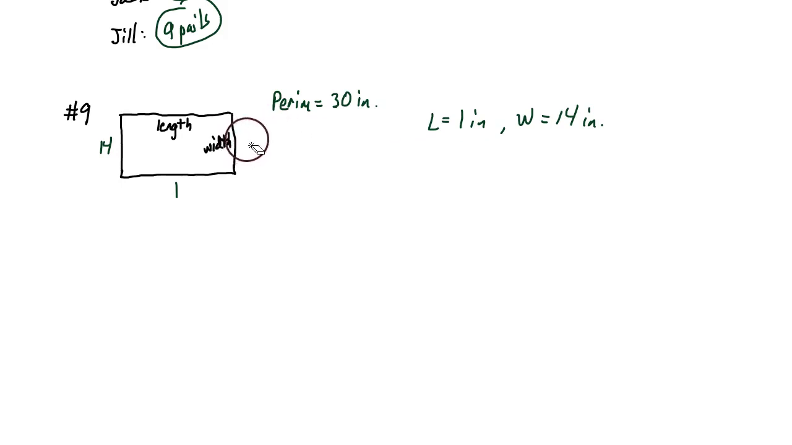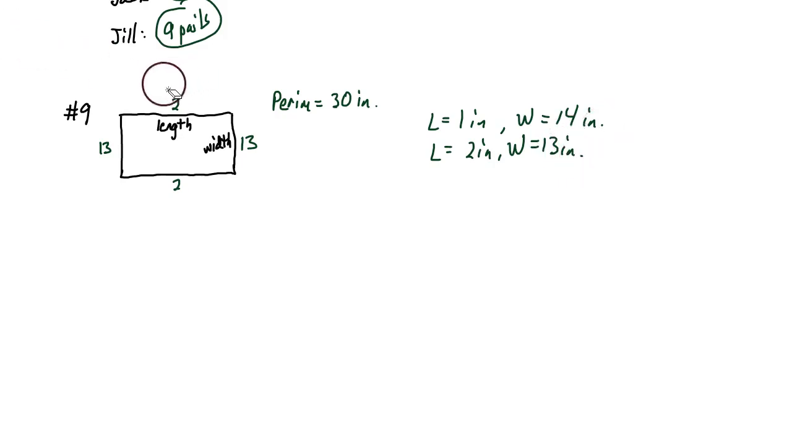Let's find another possible answer. Instead of using 1 for the length, let's use 2. Then what would the width be? This would be 13 and 13, because 13 plus 2 plus 13 plus 2 makes 30. So the length could be 2 inches if the width was 13 inches.